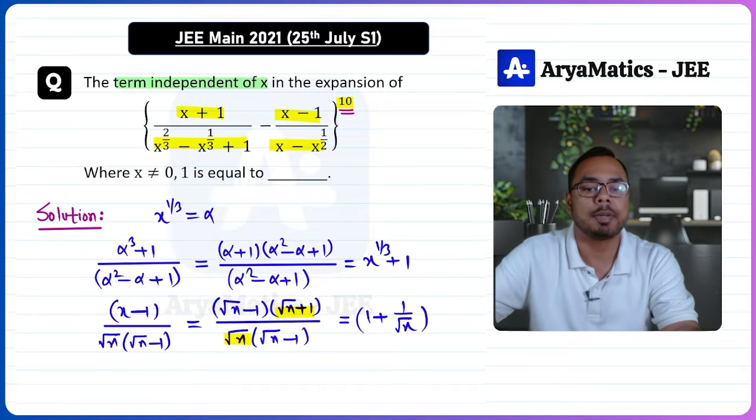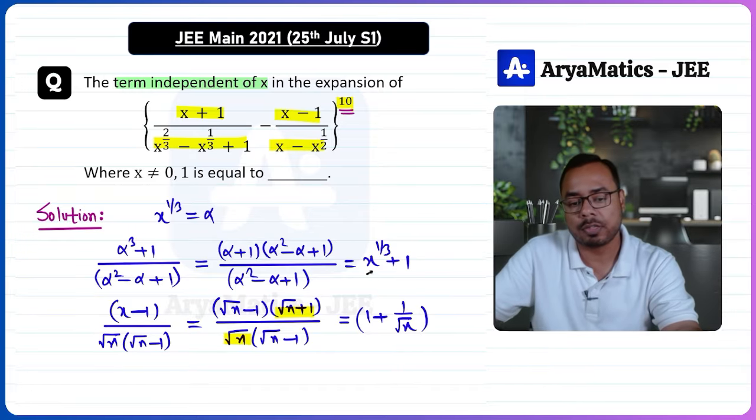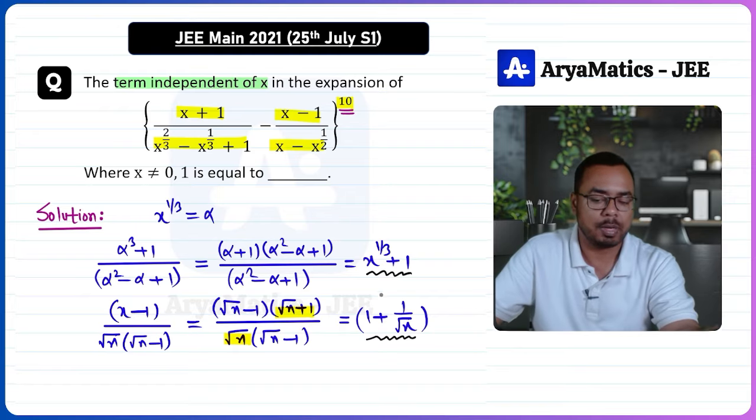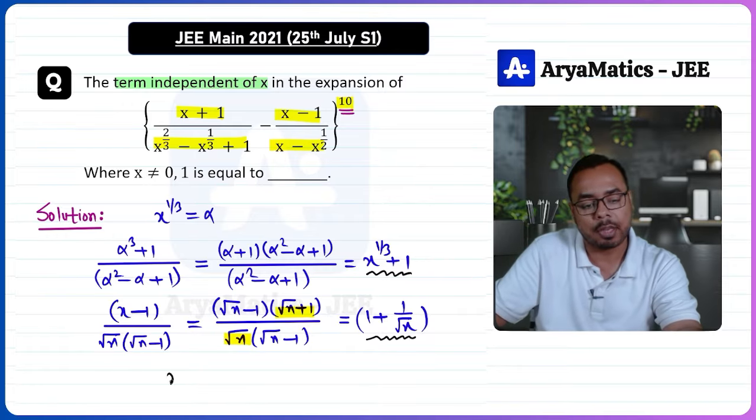Now the given expression, we have to take the difference of these two. So this was the first term, this one is the second term, and we have to do 1 minus 2. So the 1 will cancel, and basically you will get x raised to 1 by 3 plus 1 by x raised to 1 by 2, and this raised to 10.